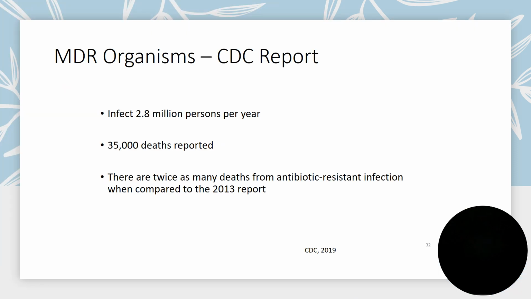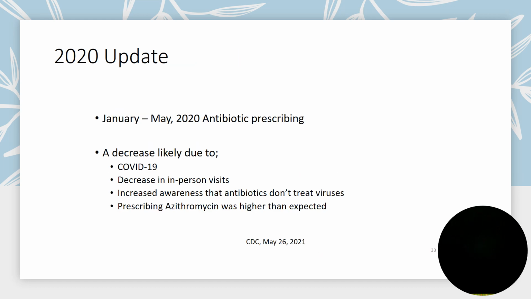unnecessary. The next report came out in 2019, stating that multidrug resistant organisms infected 2.8 million persons every year, and 35,000 deaths were reported. There are twice as many deaths reported from antibiotic resistant infections as compared to the 2013 report. Now, the report that was published in May of 2021 said, well, there was a decrease noted in antibiotic prescribing, but that was probably due to the pandemic with COVID-19.